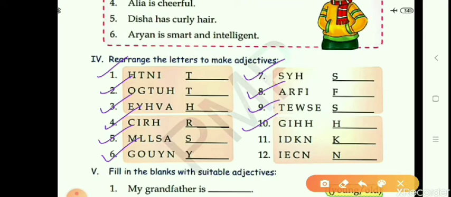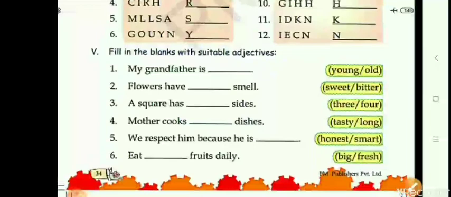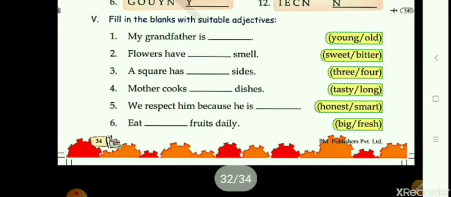Number 10 is high, HIGH, high. Number 11 is kind, KIND, kind. Number 12 is NICE, nice. So this exercise is over. Now coming to the 5th one. Fill in the blanks with suitable adjectives.